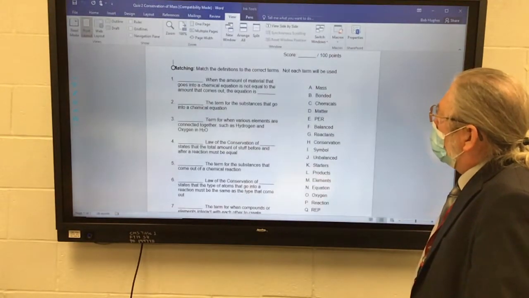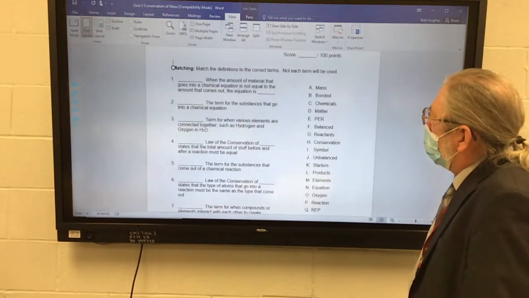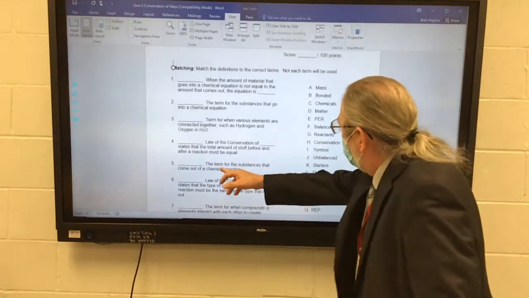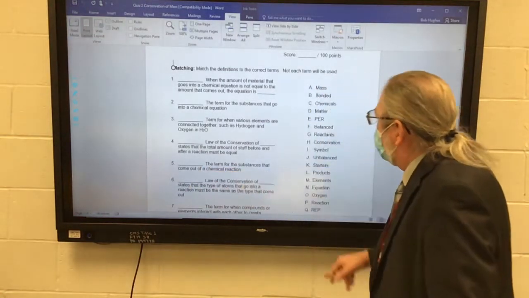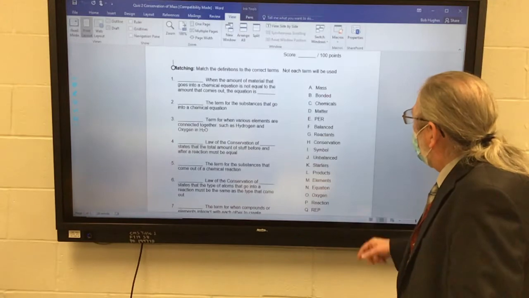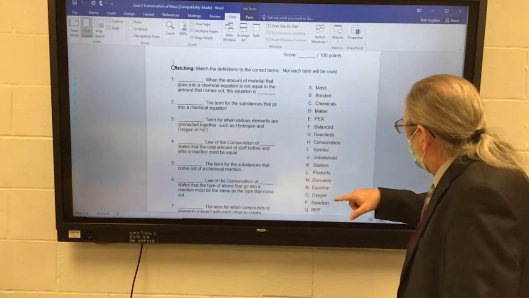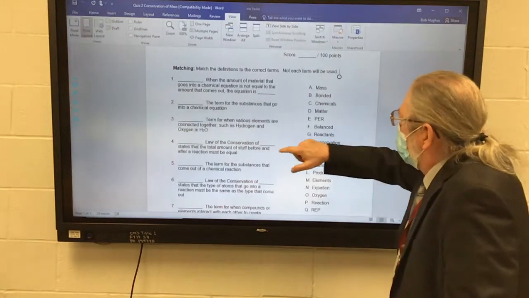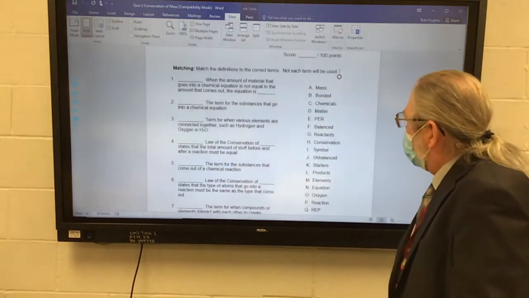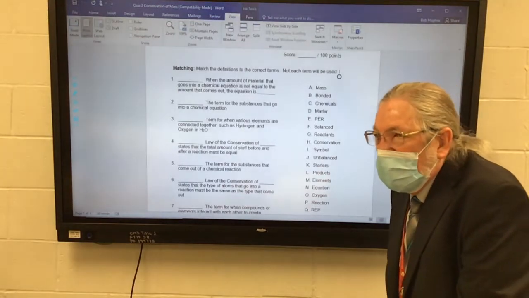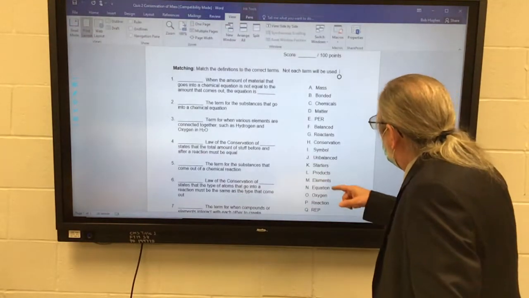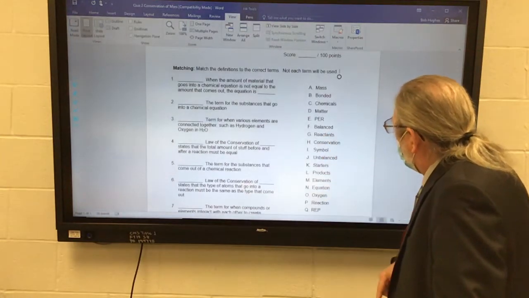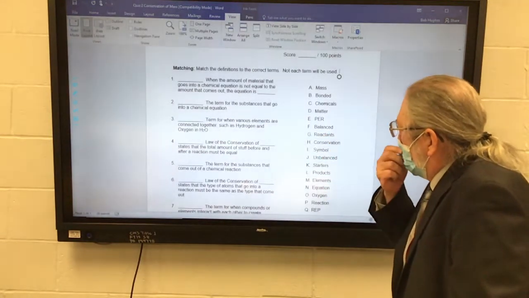Now you remember up to number 2 we said the term for the substance that goes into a chemical equation. Well, let's look at number 5. The term for the substances that come out of a chemical reaction. Is that called the reactant, G, or is that called the products, L? Remember that rep table? What does rep mean? Is it reactant or products, G or L? Mark your answer for number 5.